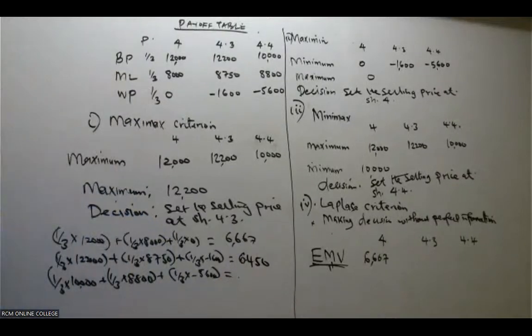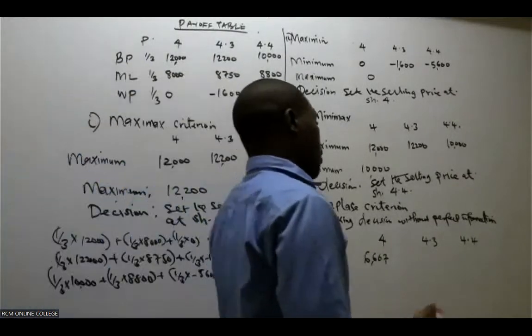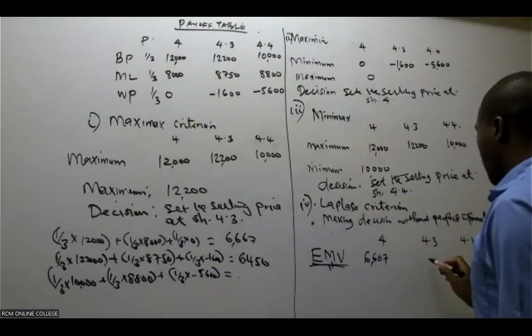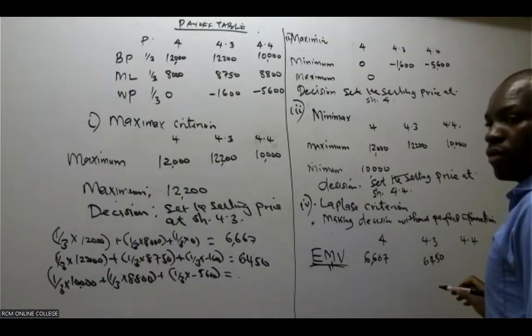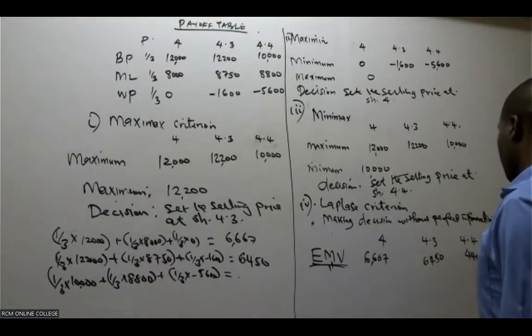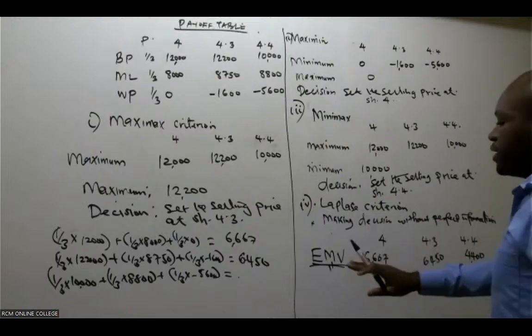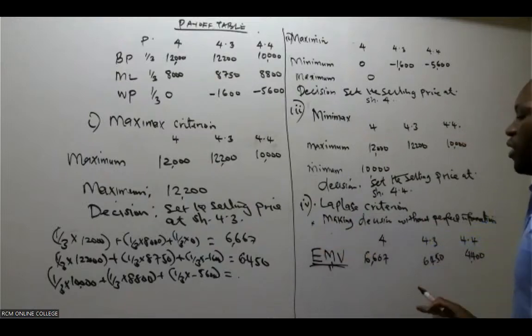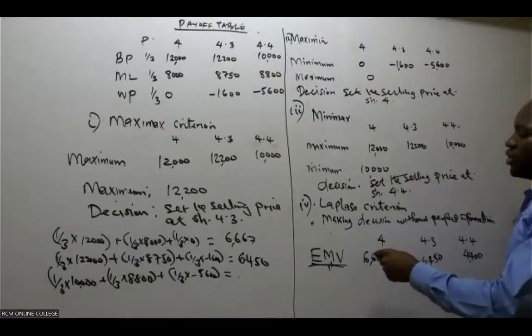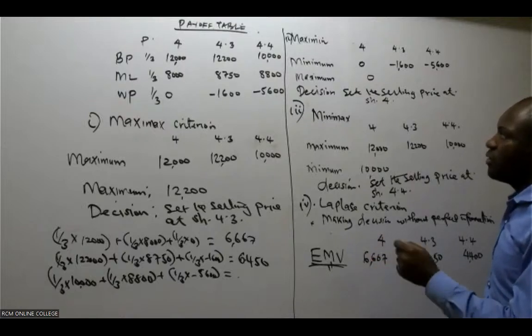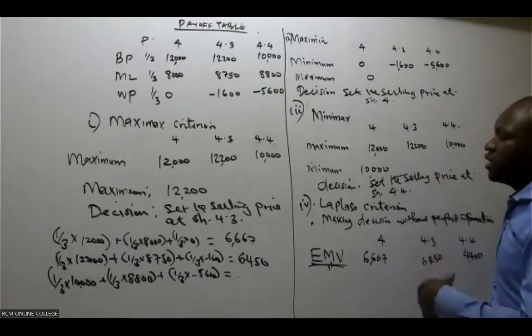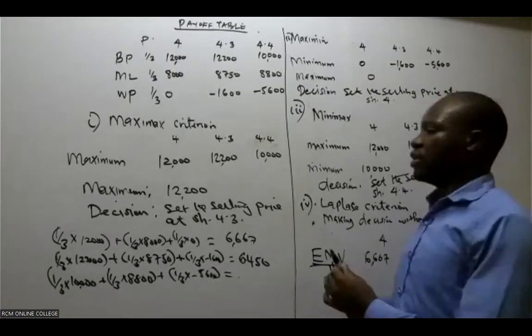Let's go to the third one. What do we have for the third one? $4,400. Now, this is expected monetary value. The higher the expected monetary value, the more profitable or suitable the option or decision is. So now that we are going with the expected monetary value, the highest monetary value will give us the suitable decision. So let's have the decision.